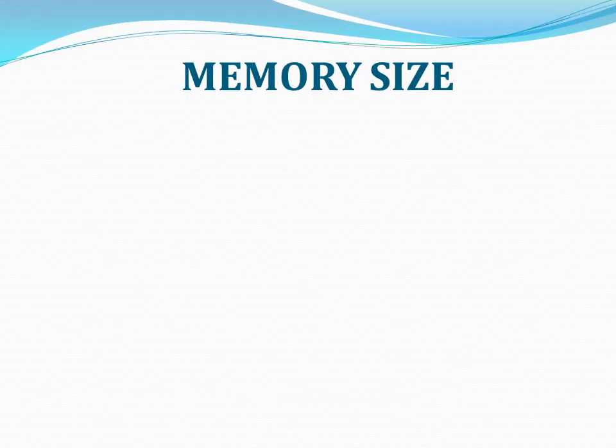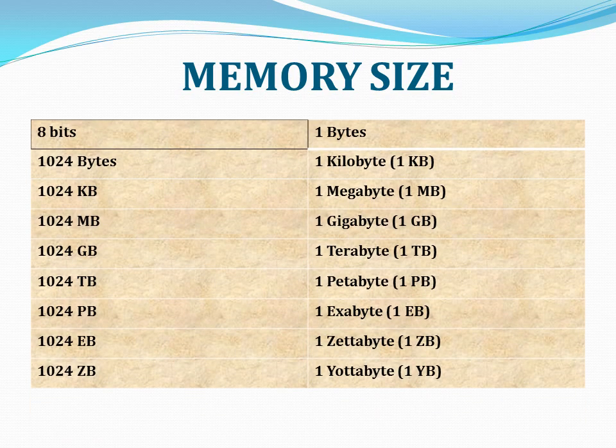Next is memory size. Now, whatever data is stored in the computer, it is stored in the memory of the computer. Let me explain you the memory size of the computer. See, children, you can see the table. 8 bits will become 1 byte. 1024 bytes equals 1 kilobyte. 1024 kilobytes equals 1 megabyte. 1024 megabytes equals 1 gigabyte. 1024 gigabytes equals 1 terabyte. 1024 terabytes equals 1 petabyte. 1024 petabytes equals 1 exabyte. 1024 exabytes equals 1 zettabyte, and 1024 zettabytes is equal to 1 yottabyte. This is the memory size of a computer.